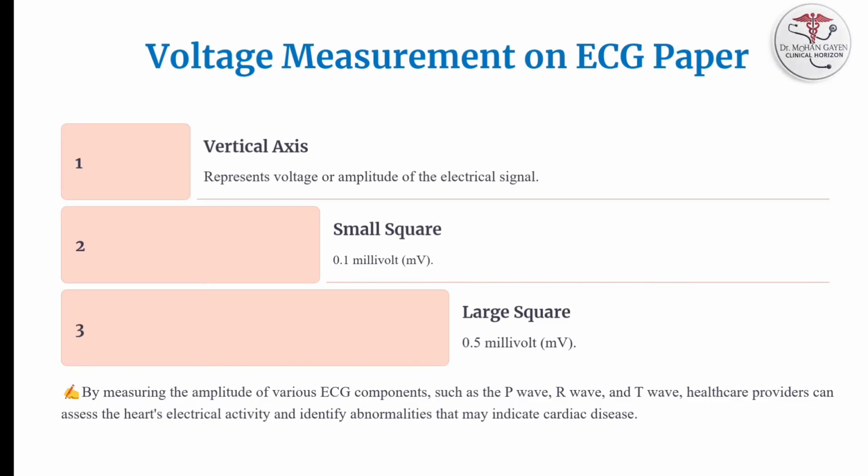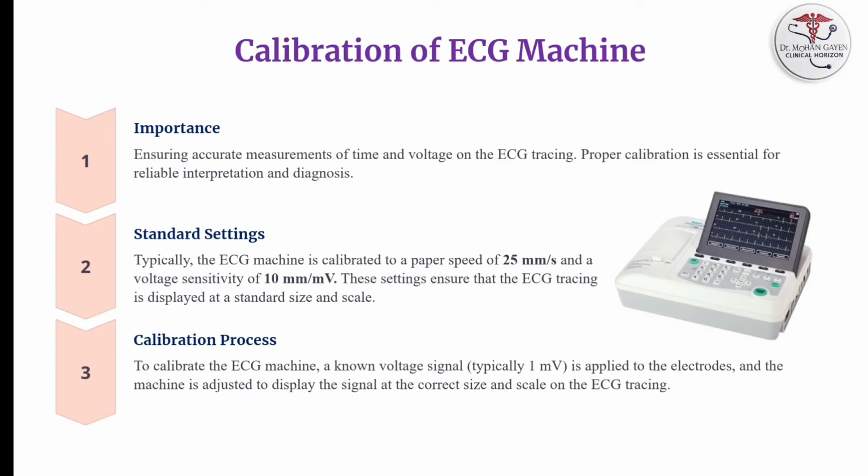The vertical axis of ECG paper measures voltage, with each small square representing 0.1 millivolt and each large square representing 0.5 millivolts. These voltage measurements are essential for evaluating the amplitude of various ECG components, such as the P-wave, R-wave, and T-wave. Abnormalities in these waveforms, such as elevated T-waves or reduced R-waves, can indicate conditions like ischemia, hypertrophy, or electrolyte imbalances. Proper voltage measurement ensures that the ECG is accurately calibrated, leading to reliable interpretation.